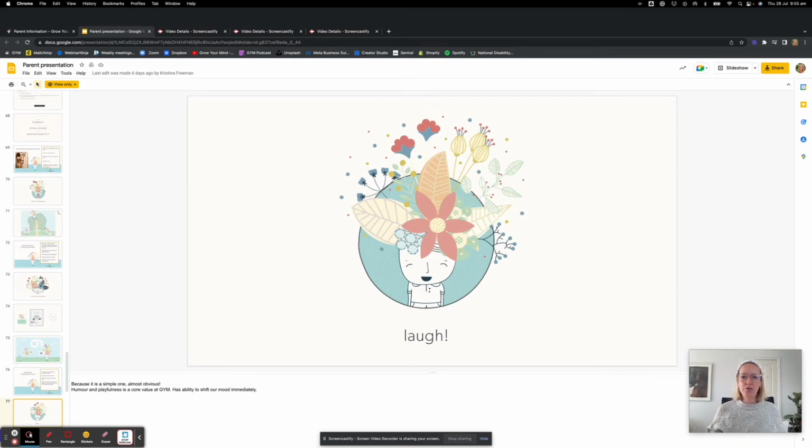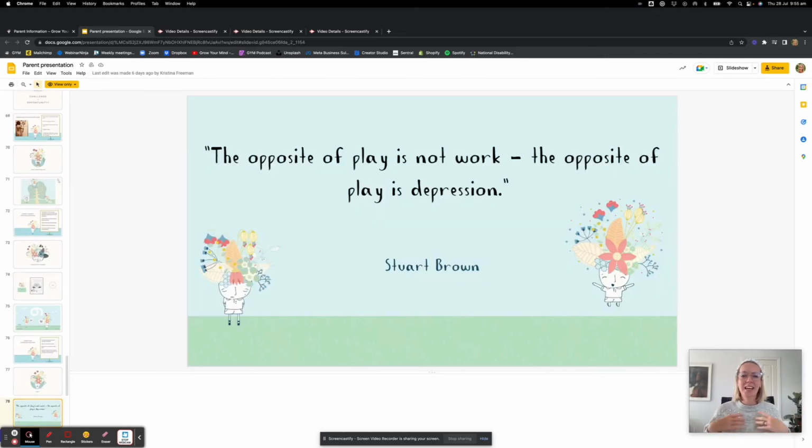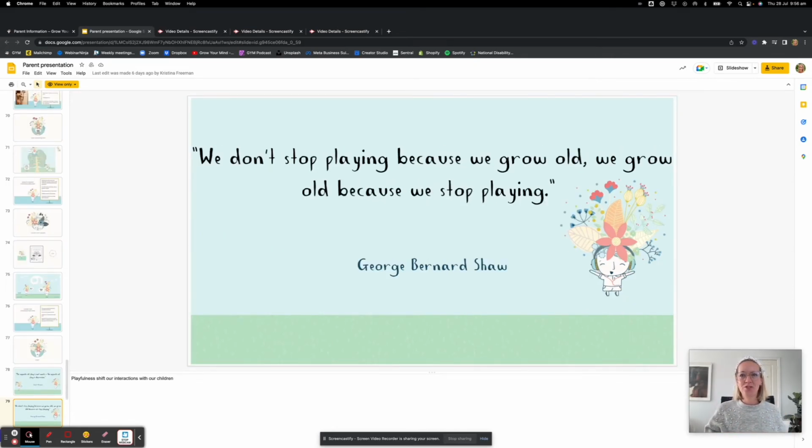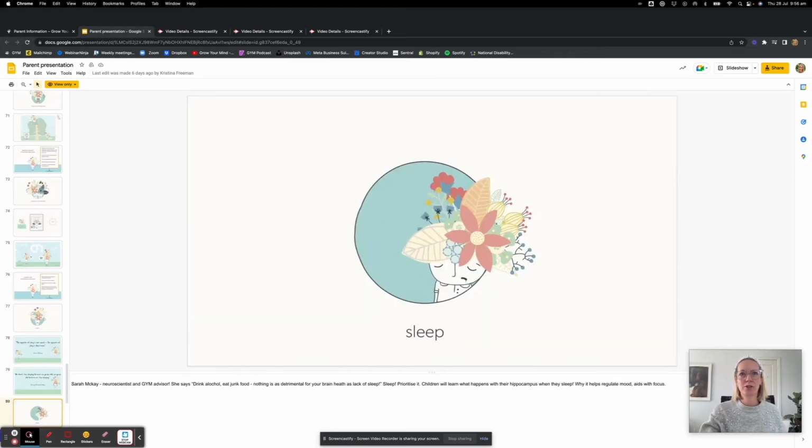Laughter. This is really simple and really obvious, but it is a key core value at Grow Your Mind. Playfulness and humor, and it has the ability to shift our mood immediately. And just an invitation to the parents to keep being really playful with their kids. Parenting can become quite serious, and just to remind ourselves, me included, to keep being playful. And a couple of great quotes there. It really shifts our interactions with our children.